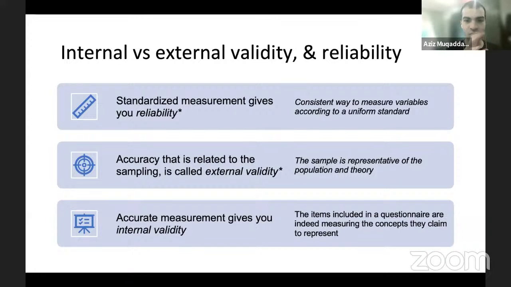So we were saying, if you're measuring excitement, the items will talk about excitement or ask about excitement. If you're measuring self-esteem, the items are talking about self-esteem, okay?